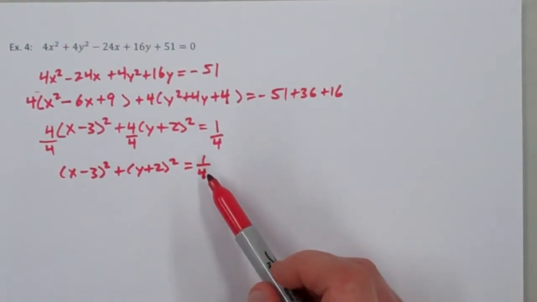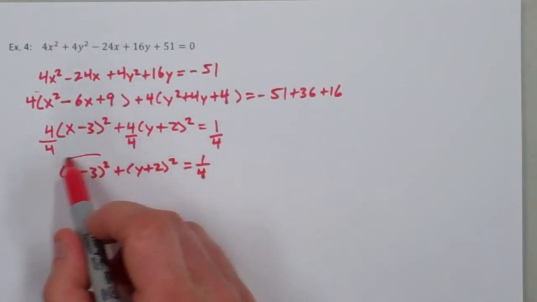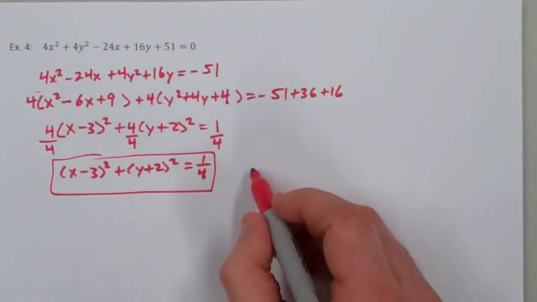Kind of a goofy radius, but it works. Fractions are numbers as well. So here's your standard form. It definitely is a circle.